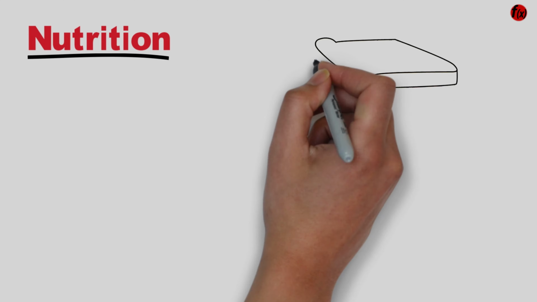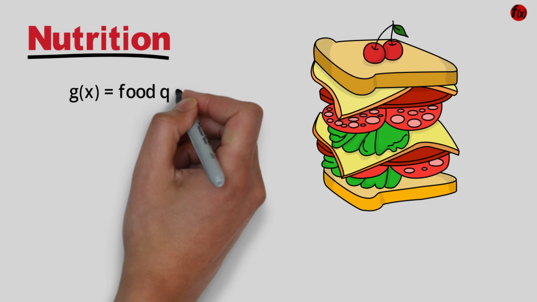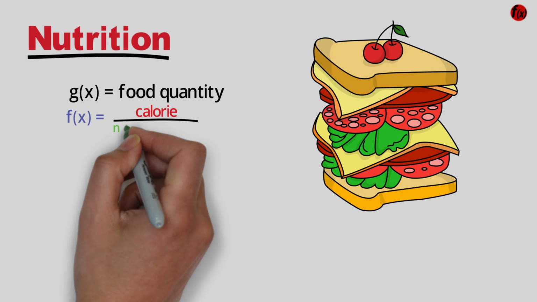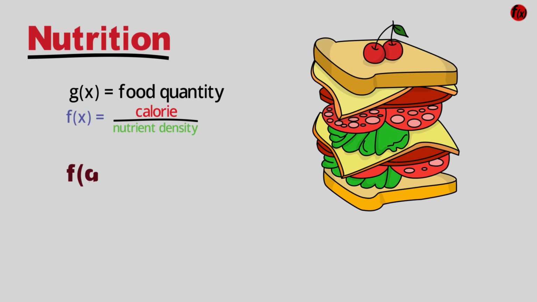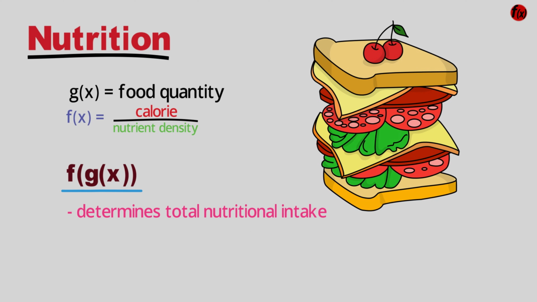Nutrition. Nutritional value calculation. g(x) equals food quantity. f(x) equals calorie or nutrient density. f of g of x determines total nutritional intake.